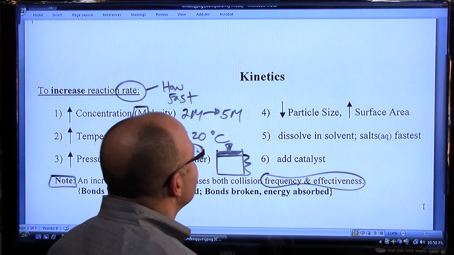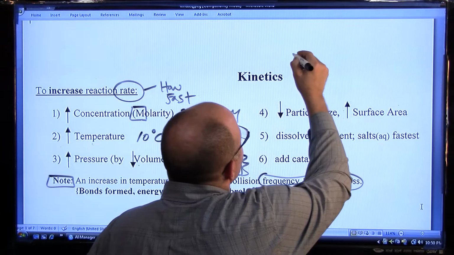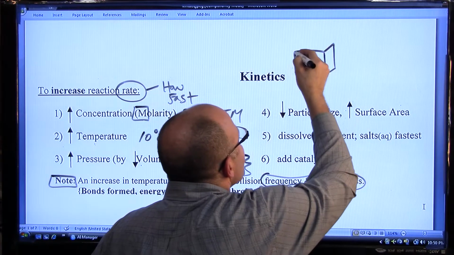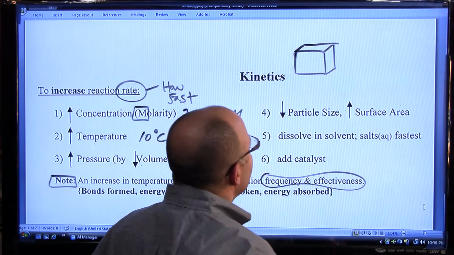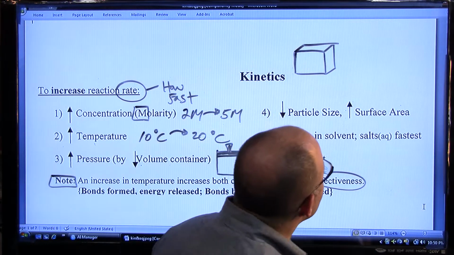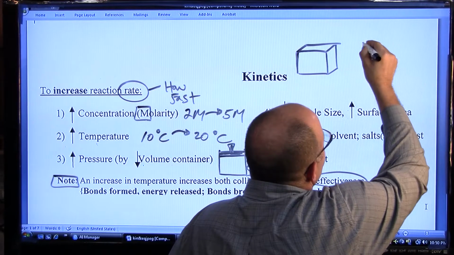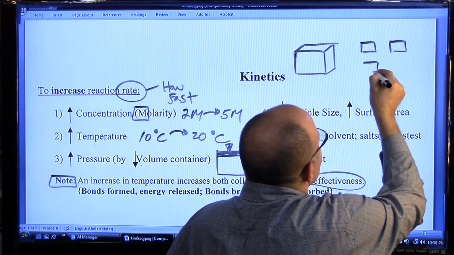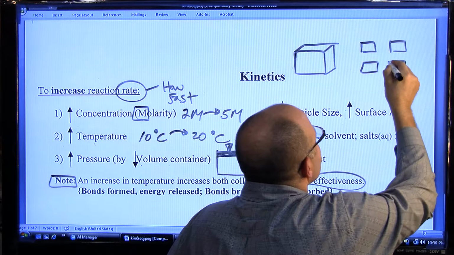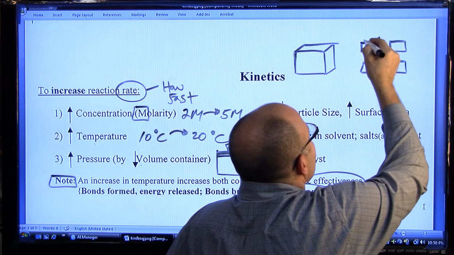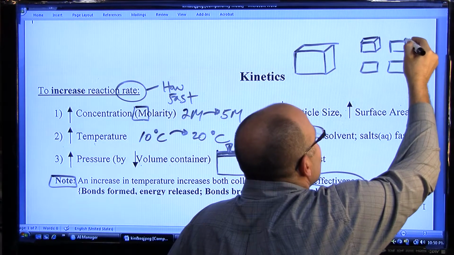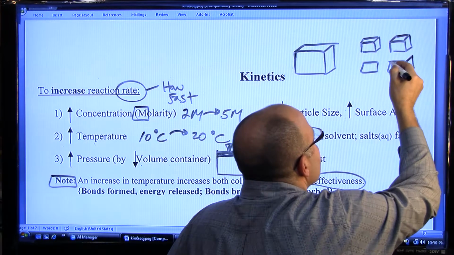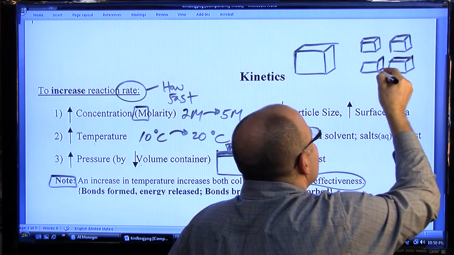So think of it this way. Why don't we draw a block of wood that would have 6 sides to it. Now, let's take that same block of wood and break it into smaller pieces. So in this case, we've multiplied the 6 by 4. Now we have 24 sides. We've increased the surface area, therefore.